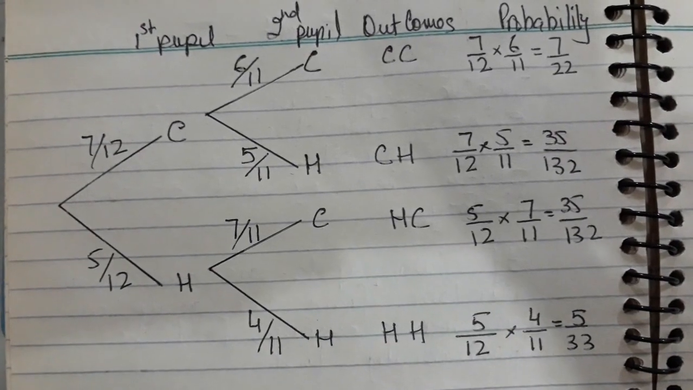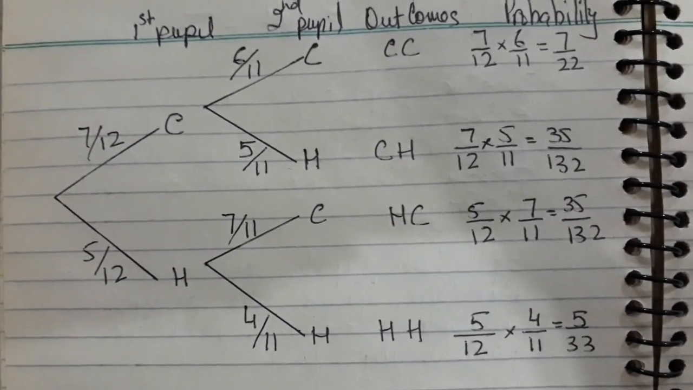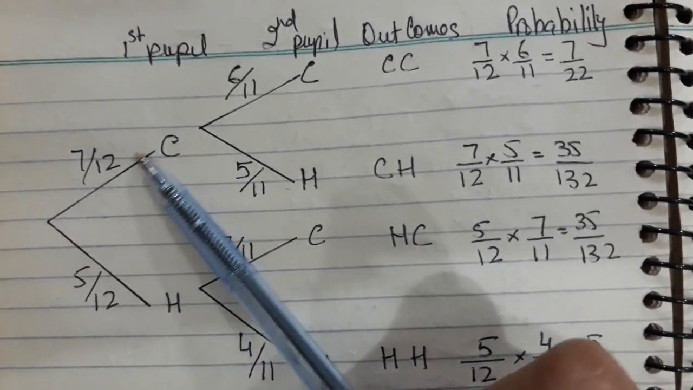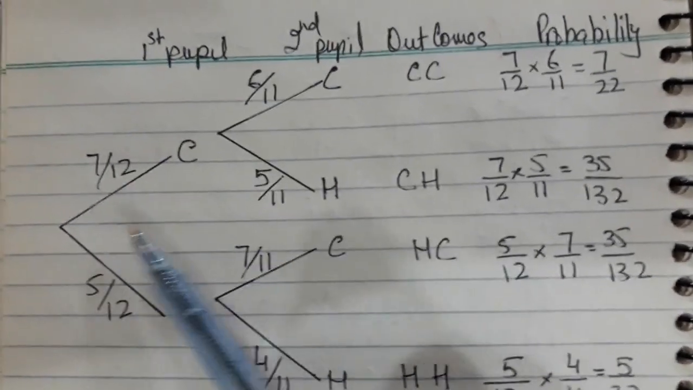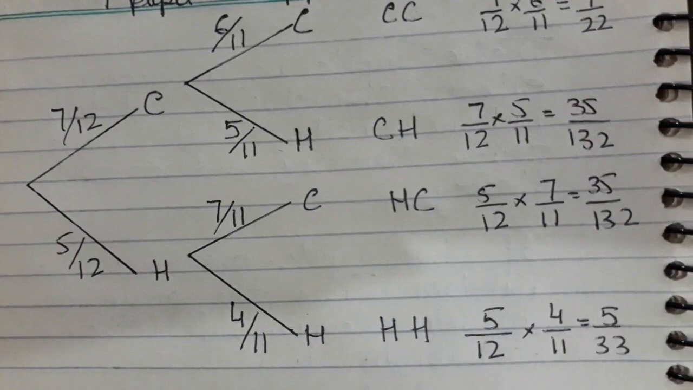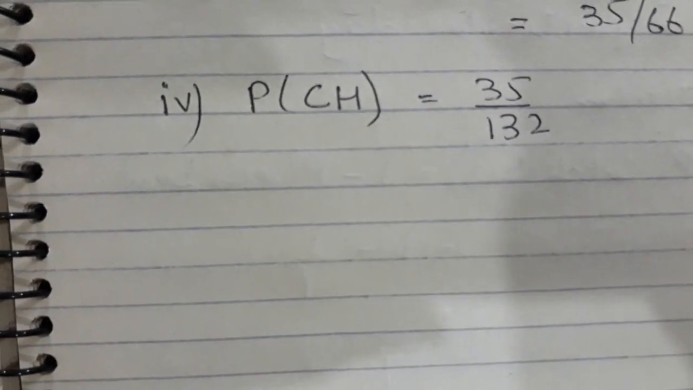And the last question was, what is the probability that the first student you pick up studies chemistry and the second history? It means now you are bound to calculate this probability. First chemistry, then history. So you will multiply, and this is your answer. So chemistry and history will be 35 over 132.